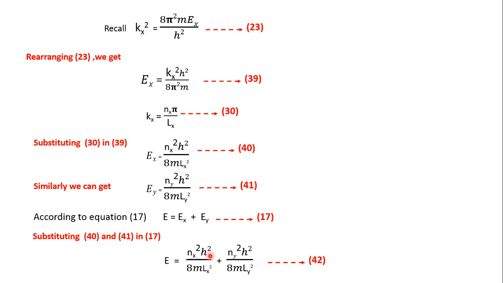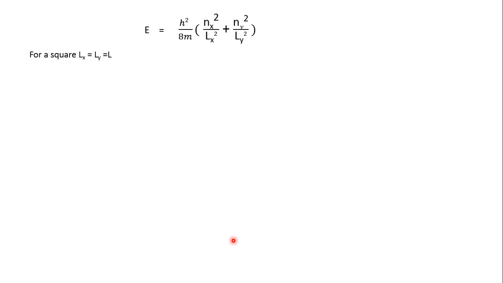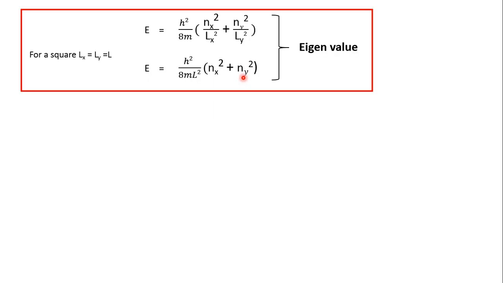And the common term for these two terms is h square by 8m, and taking this out, we will get E is equal to h square by 8m, nx square by Lx square plus ny square by Ly square. For the square, Lx is equal to Ly equal to L, and this will be L square and this will be L square. This can also be taken out, and we will get E is equal to h square by 8m L square, nx square plus ny square. When nx and ny vary, the value of energy will also vary. nx and ny will take the values 1, 2, 3, etc. Now this is the expression for the eigenvalue of a particle in a box in 2 dimensions.